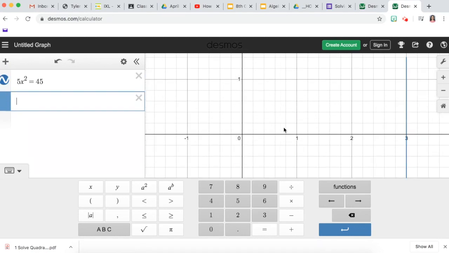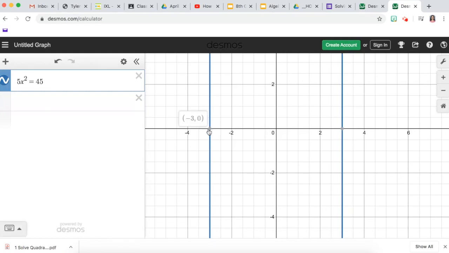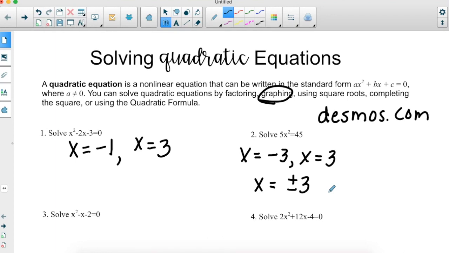Okay, so you can't really see the graph, so I'm going to zoom out, and there it is. So we have an x-intercept at -3 and at +3. So when I head back, that's what we're going to write as our solution. x equals -3 and x equals +3. There's another way that we could write this. You could say x equals plus minus 3. You can use the plus minus symbol to represent both the positive and negative value of 3.